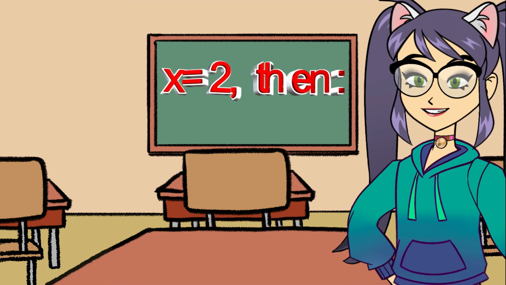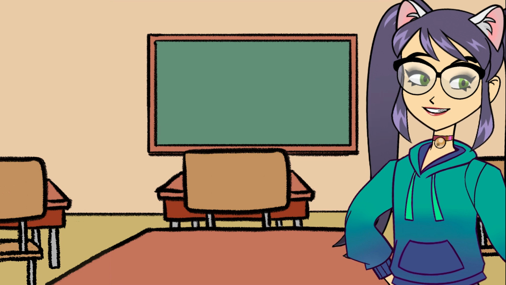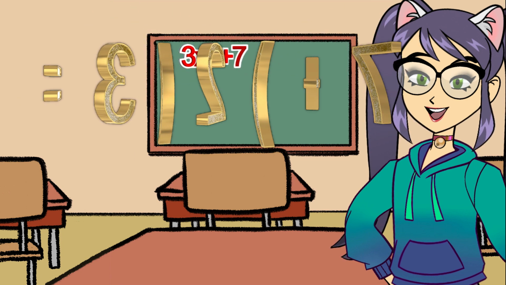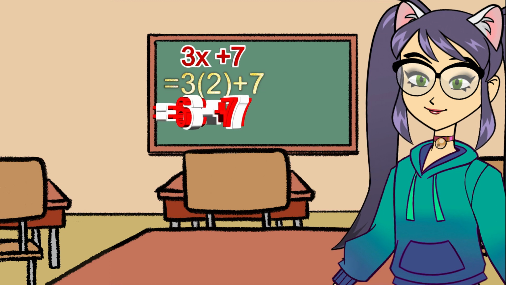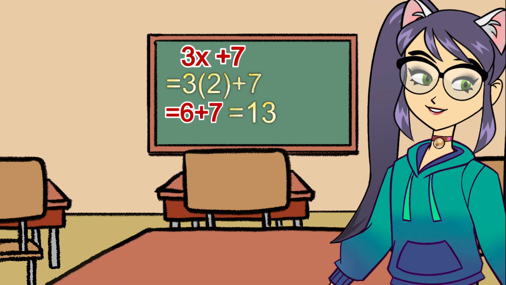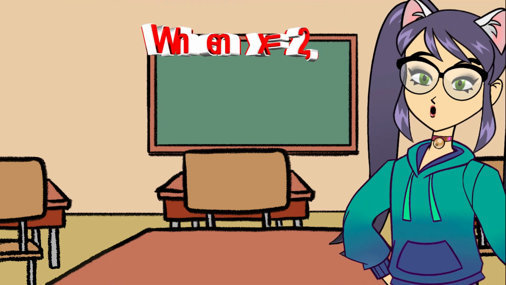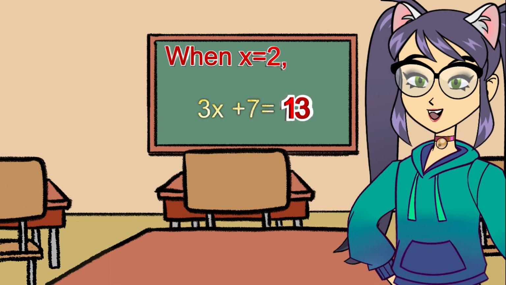For instance, if x equals 2, then 3x plus 7 equals 3 times 2 plus 7 equals 6 plus 7 equals 13. So when x is equal to 2, the value of the expression is 13.